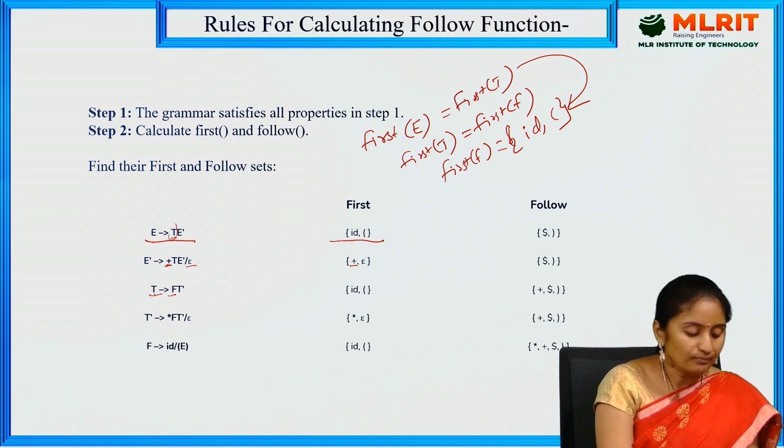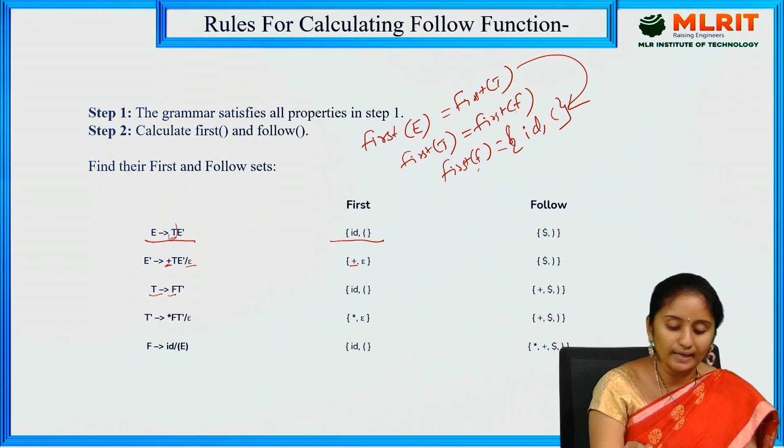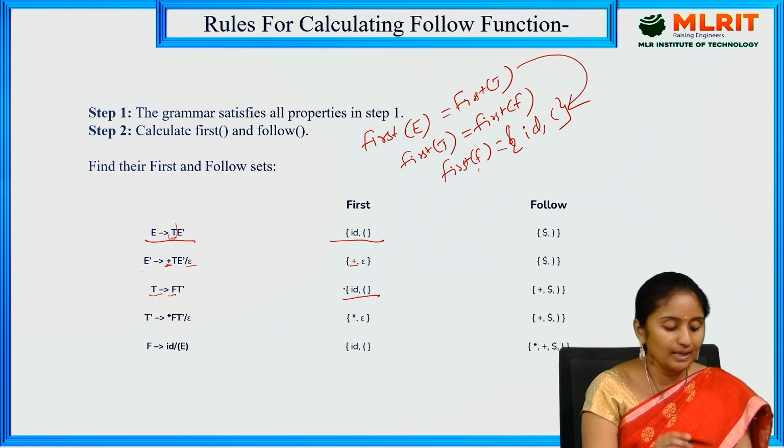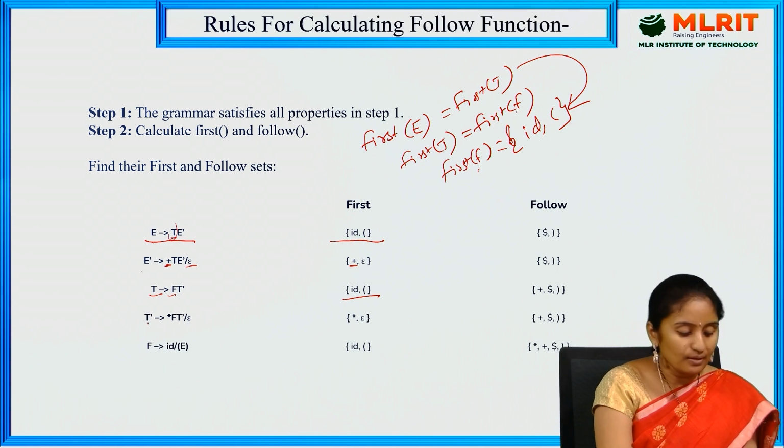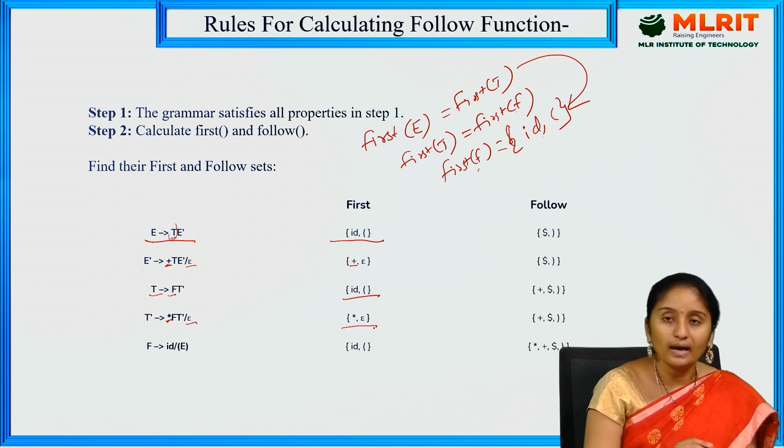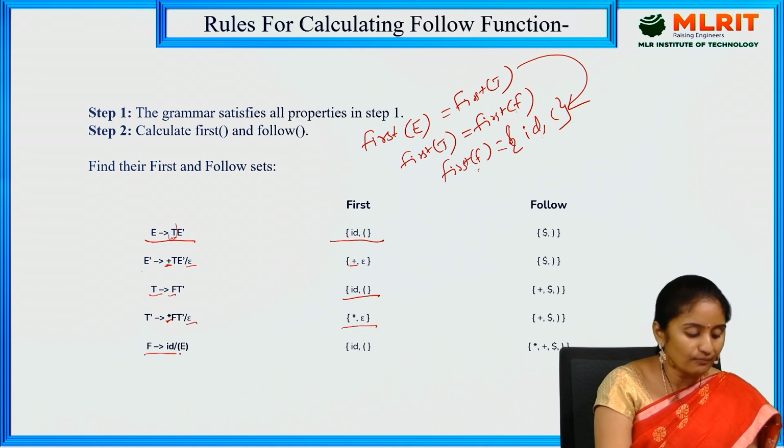Next, T. First of T is nothing but F, and F is followed by ID, comma, open bracket. So E and T have the same thing. Next, first of T dash is star. Star is nothing but a terminal, and epsilon. Star and epsilon. Next, F. F tends to ID or open bracket E close bracket. First of F is nothing but ID, comma, open bracket.